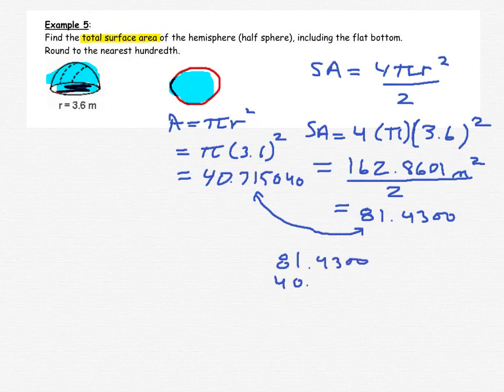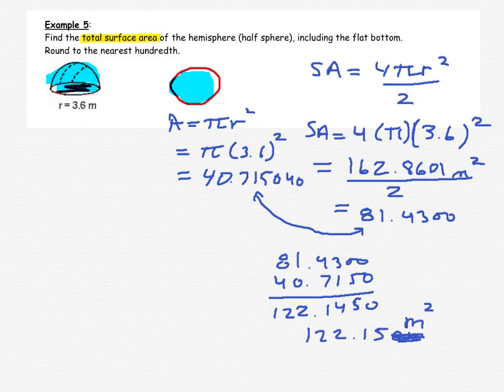let's line them up, old-fashioned math. 122.145, correct rounding, 122.15 square meters. And that's your surface area.